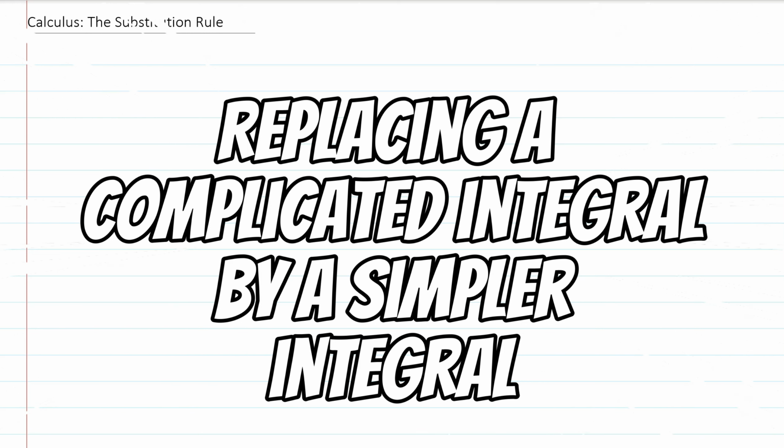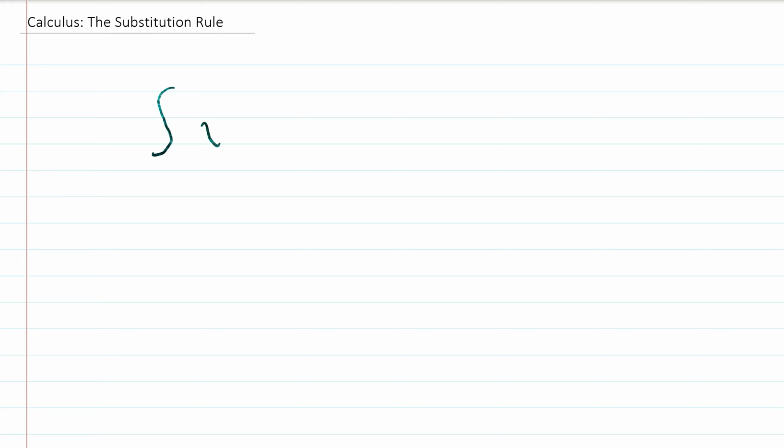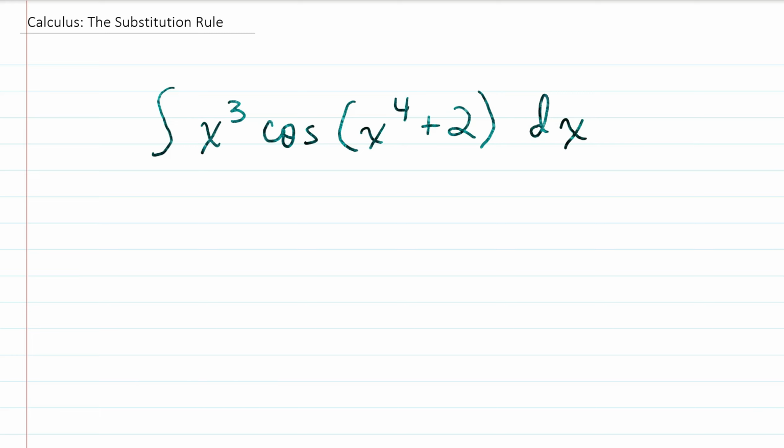So our focus in this mini lecture is the topic of the substitution rule. If we take a problem that says to find the integral of x to the third times cosine of x to the fourth plus 2 with respect to x, that's a very challenging integral right there. So we're going to use this substitution rule.